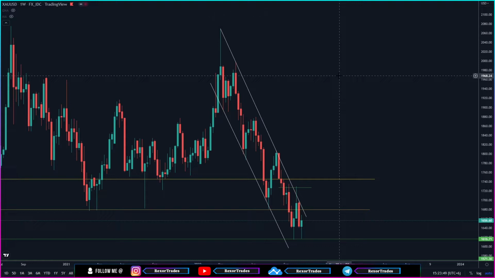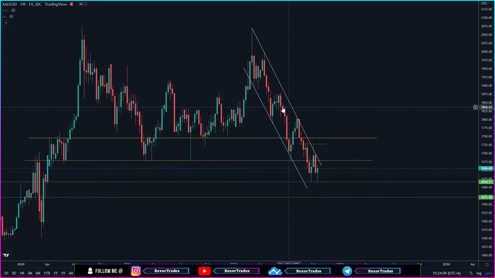So in this video, we'll be doing a weekly analysis on the pair gold in multiple time frames for the upcoming week from 24th October to 28th October 2022. Now gold this week, on a weekly time frame, created a double bottom pattern over here and then closed the week with this bullish candle.